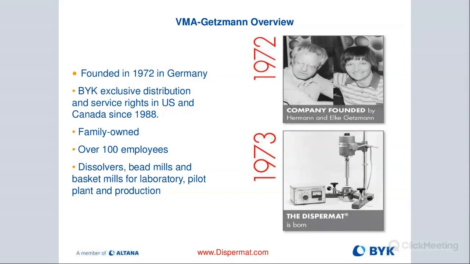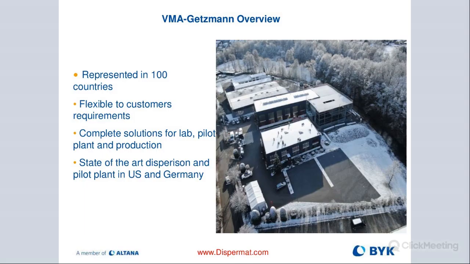But they are known to make high-end dissolvers, bead mills, basket mills for the lab space, pilot, as well as manufacturing environments. So that building here in the middle, that back part is actually new. They added two floors and added more design capability and more manufacturing space. One of the things that makes VMA Getzmann a standout is that about 40% of everything that they build is custom.